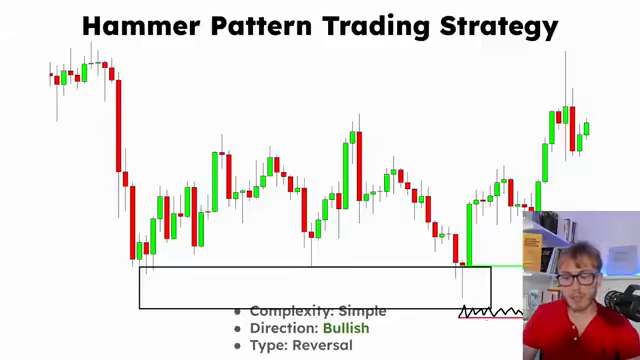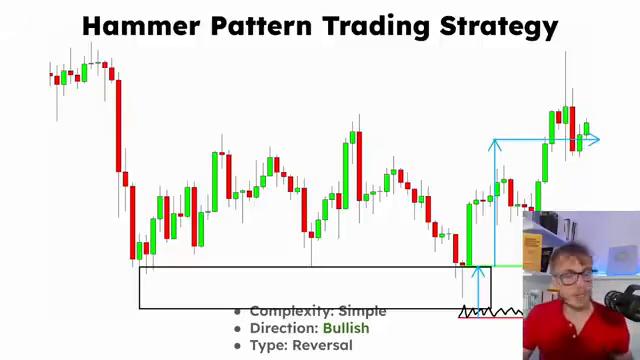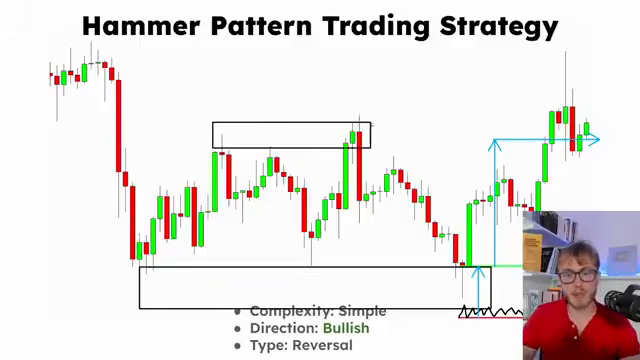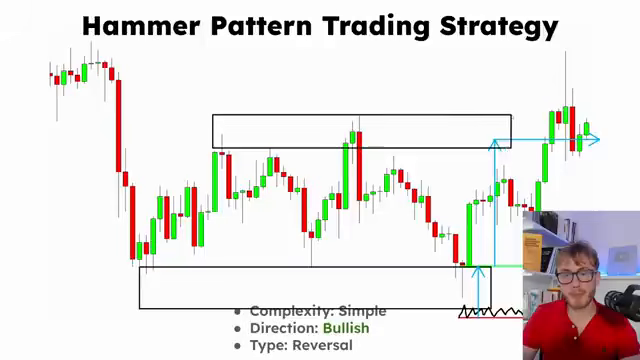And as for our target level, once again, we can keep it simple with a 2-to-1 risk to reward. We measure this part. Our target level should be around twice the length of this part right here. And that would give us a target around here. Once again, when it comes to target levels, we can also use support and resistance levels. So in this case, we have some sort of resistance area right here.